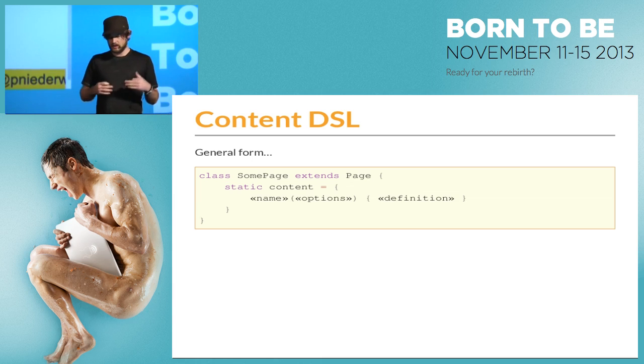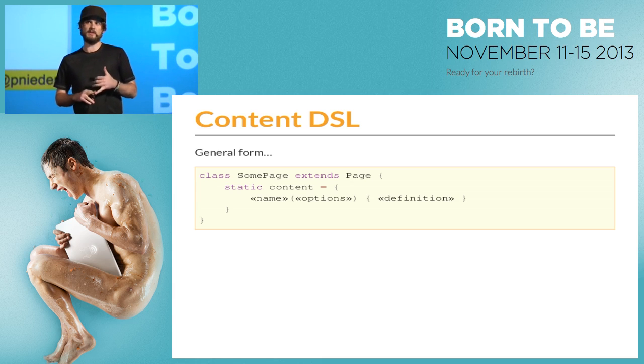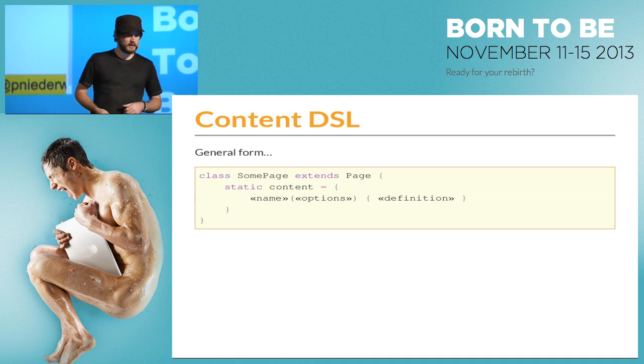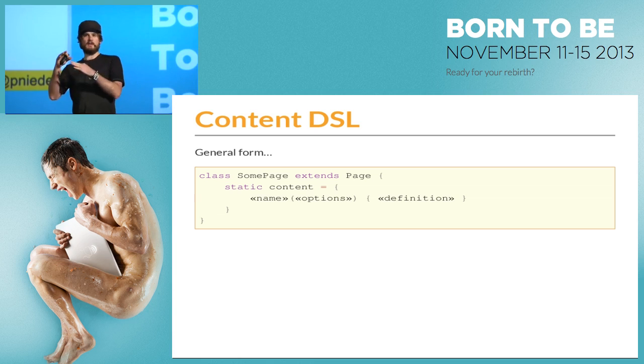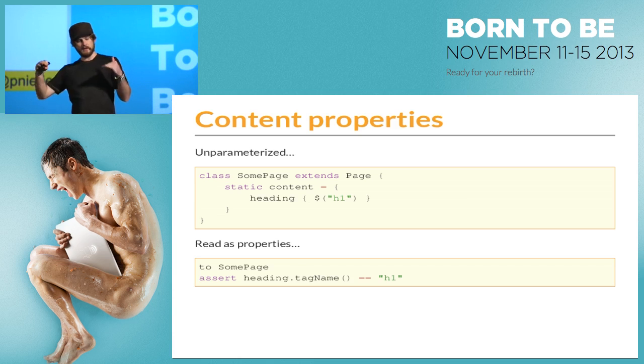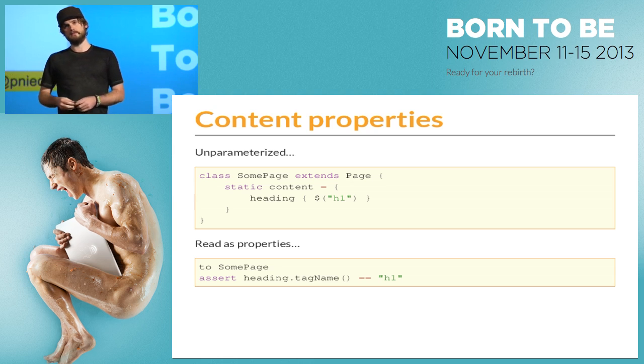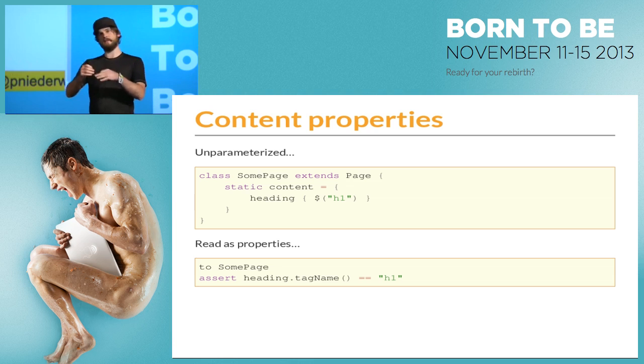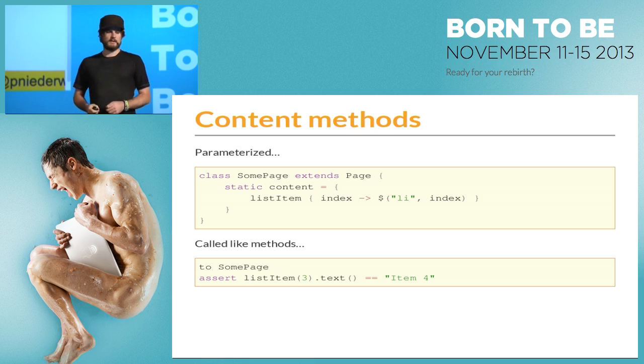So the content DSL allows me to name and define content within my page using a dynamic DSL approach rather than annotations. So the general form is that static content equals a Groovy closure. Inside there I use the content DSL. I name some content. There are some options I can use in its definition, and then some statement which defines what that is. So here I have some page, and the only thing it defines is the heading is H1. From that point on, I can just refer to heading instead of $H1 to actually get that thing out. It will understand that. So in this case, I simply do heading and it's going to pull that guy out.